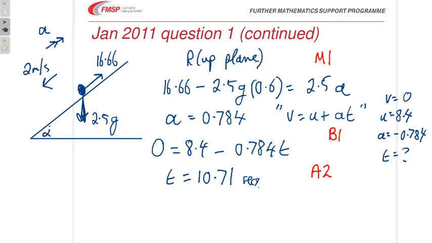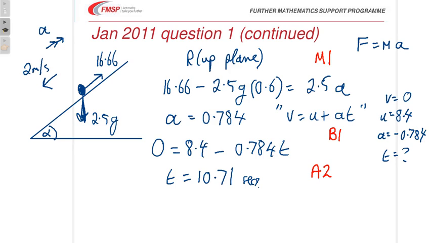That's alpha then. And that resultant force I put equal to F equals ma. I'm using F equals ma. I've worked out the magnitude of the acceleration, 0.784. That acceleration is up the plane. So as far as motion down the plane goes, using the equation v equals u plus at now, v is 0, u is 8.4, a is minus 0.784, and we've got to find time. And that gives us a time of 10.7 seconds for the final bit of the question.